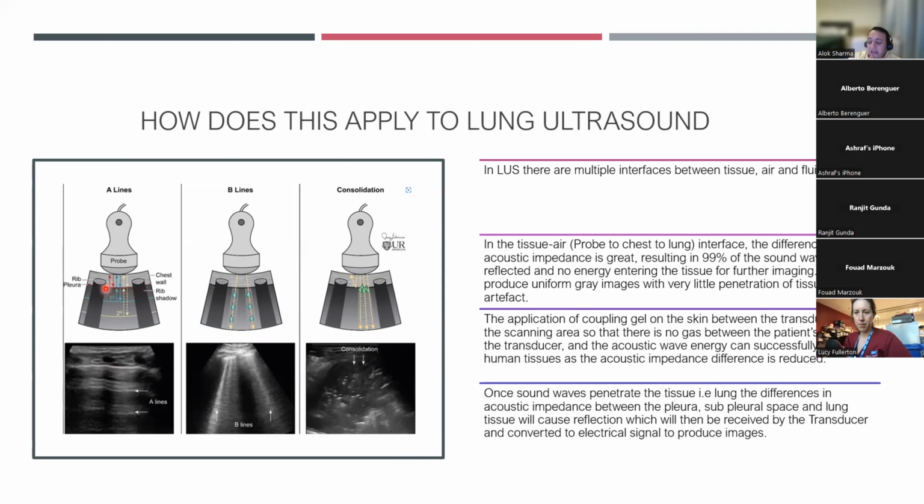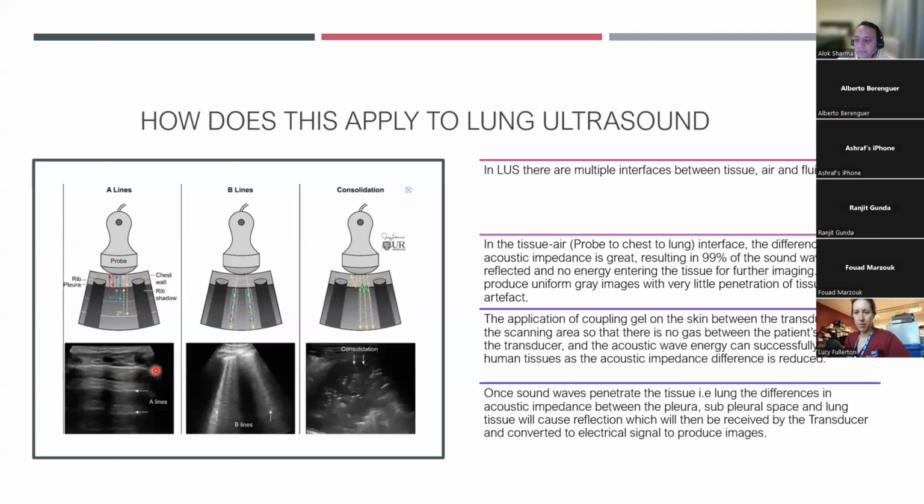Once the sound waves penetrate into the tissues, they will interact with all of them. There'll be differences in acoustic impedance. I told you that this is fat over here. With the fat, there'll be a high velocity of transfer, and the waves will pass through because the density is relatively uniform. The velocity will be uniform. But as soon as you hit the pleural surface, which is a solid structure, that'll cause reflection back. So the pleura is a very high reflectivity zone.